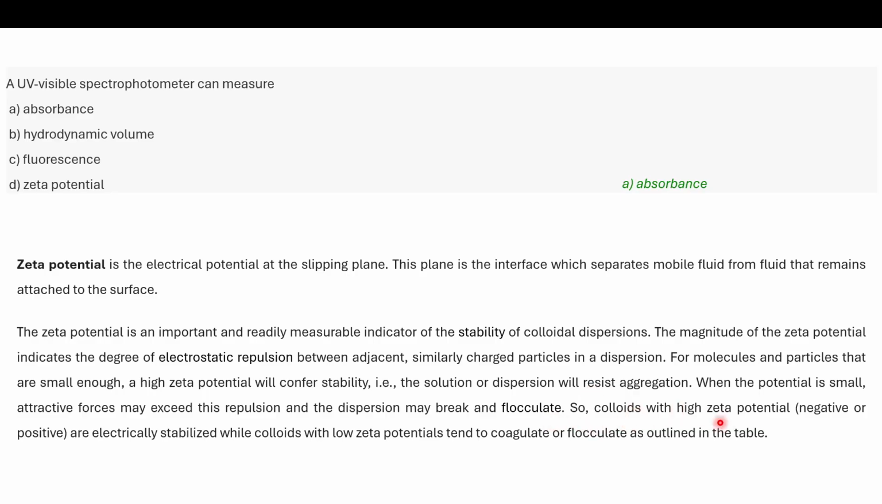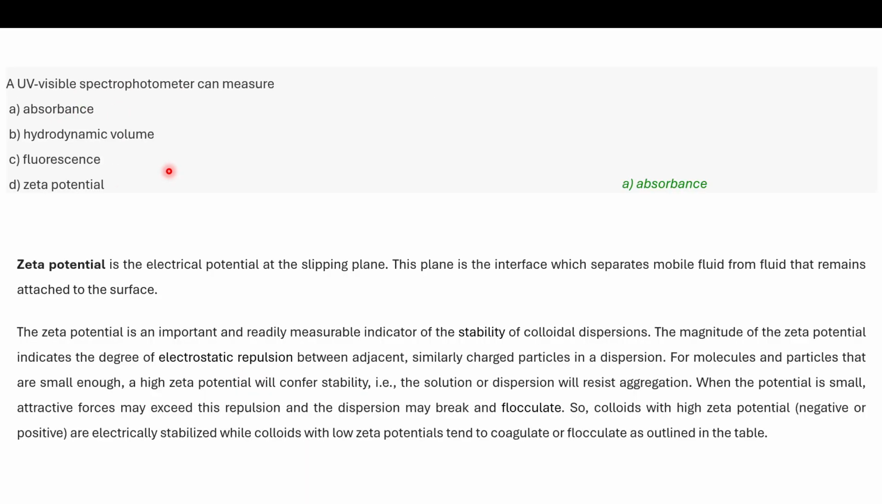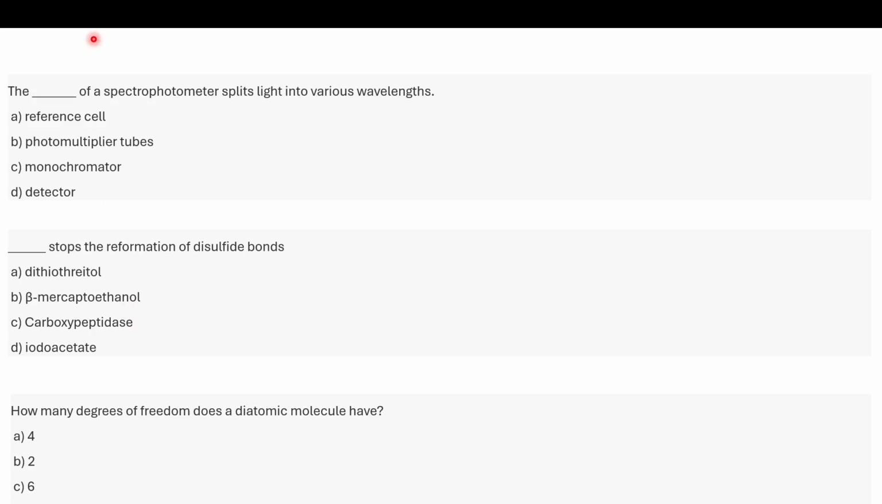So, colloids with a high zeta potential, meaning negative or positive value, are electrically stabilized, while colloids with low zeta potentials tend to coagulate or flocculate, as outlined in the table. The table, I don't think it's there. Anyway, so that is what zeta potential is. Basically, it is used for measuring the stability of colloidal dispersions.